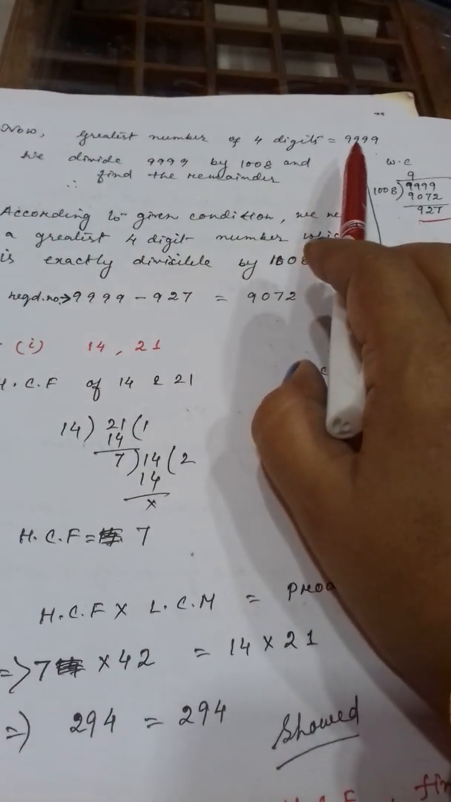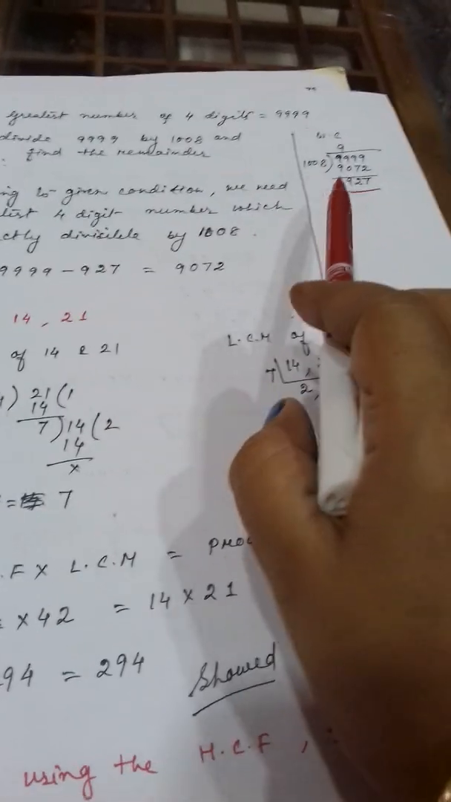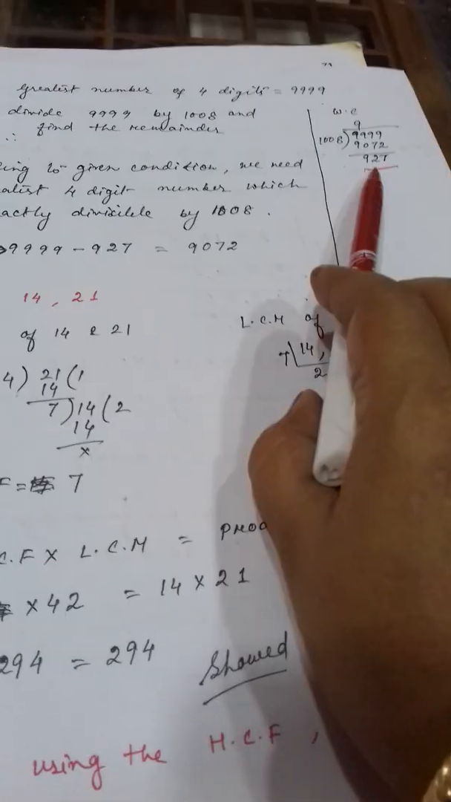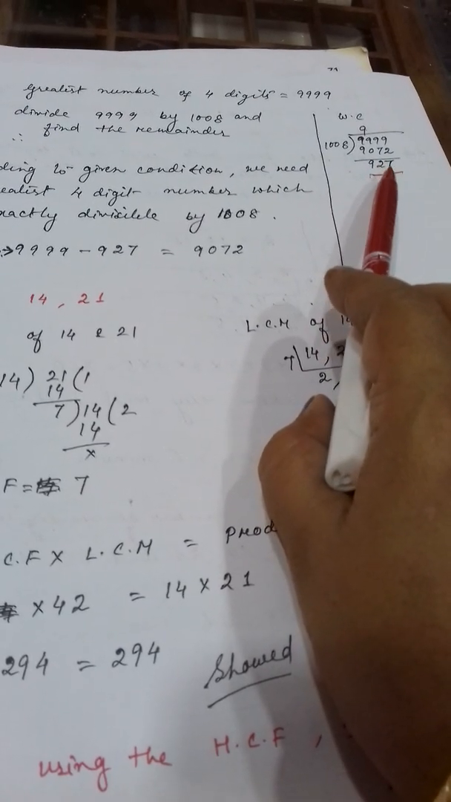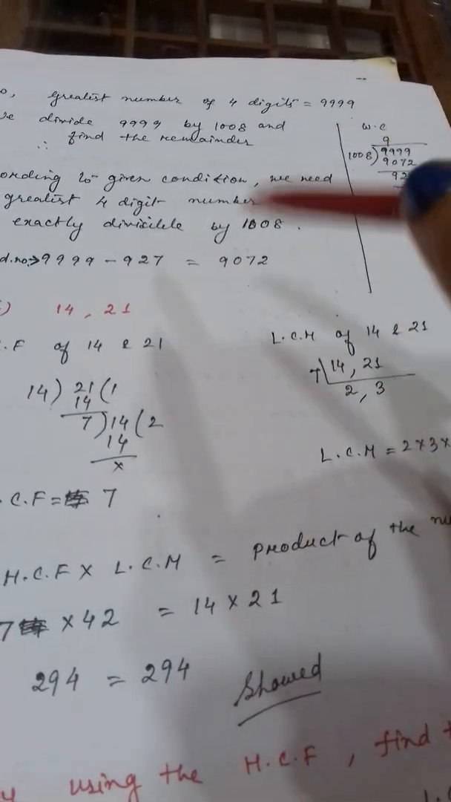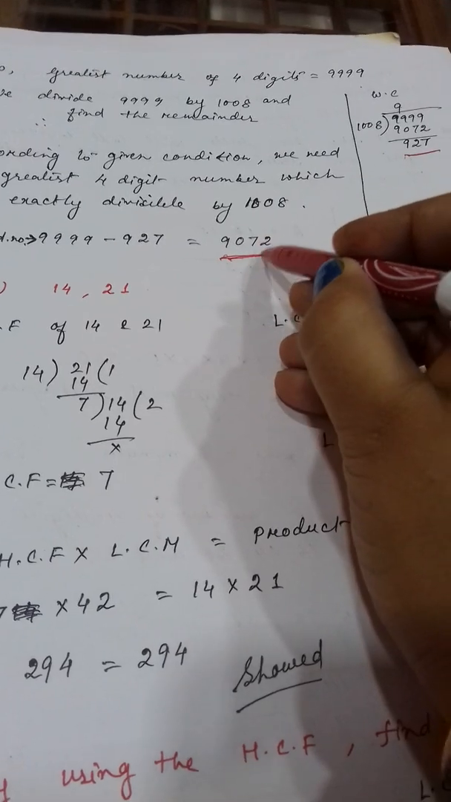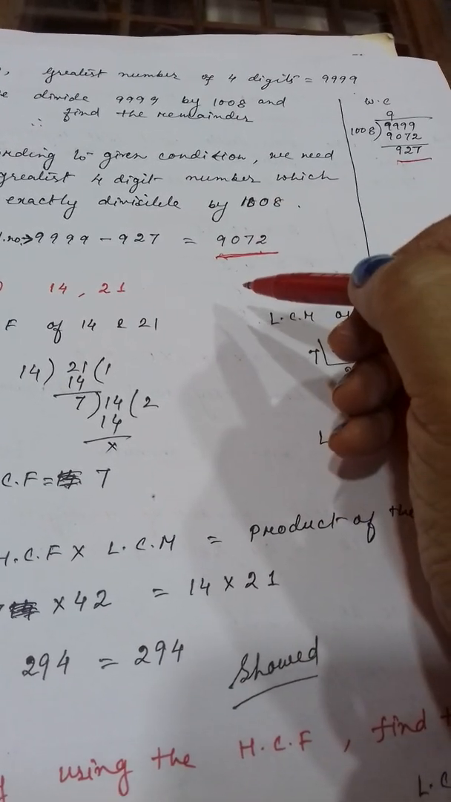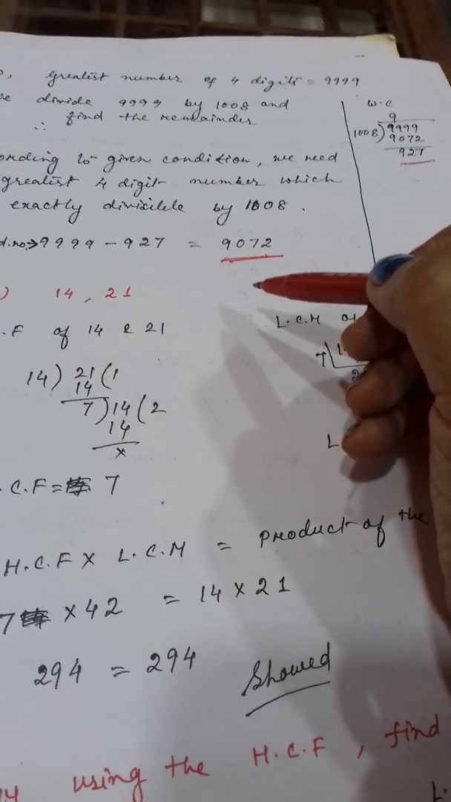Now, the greatest 4-digit number is 9999. If you divide it by 1008, you get remainder 927. If you subtract 927 from 9999, whatever number you get, 9072, if you divide it by 1008, it will be exactly divisible. Clear? Understood? Next, question 12.